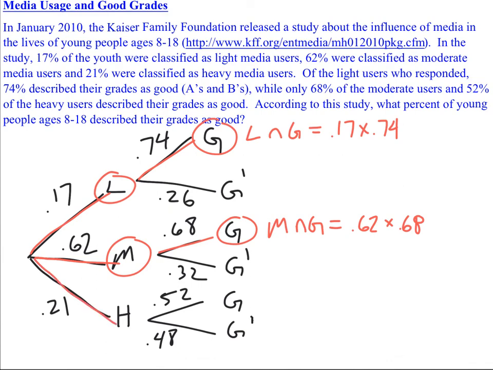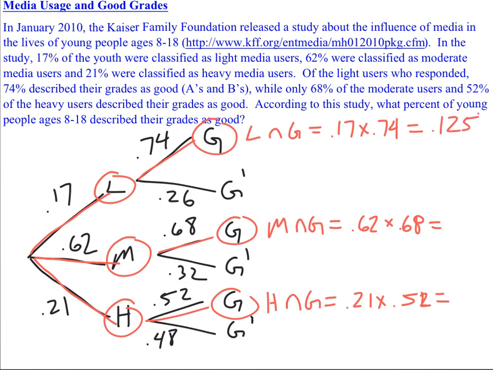And then you have your heavy users with good grades. That would be H and G. 0.21 times 0.52. Okay, I want to include all of those in my answer because those make up all the students that said their grades were good. Add them up, and we get 0.656 said their grades were good.